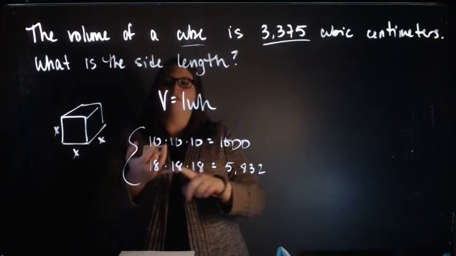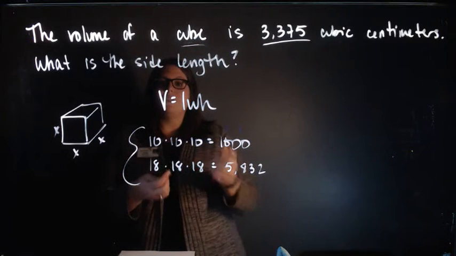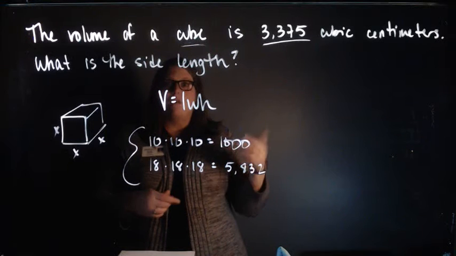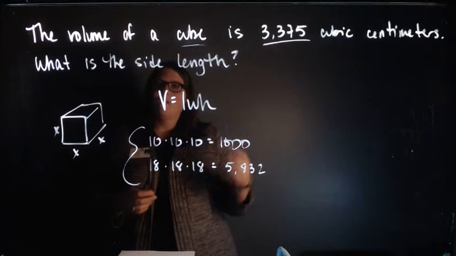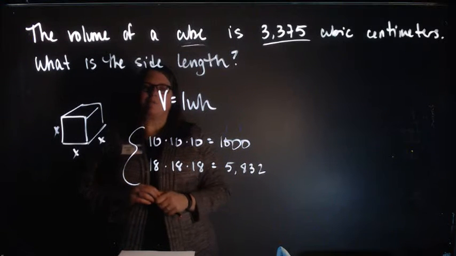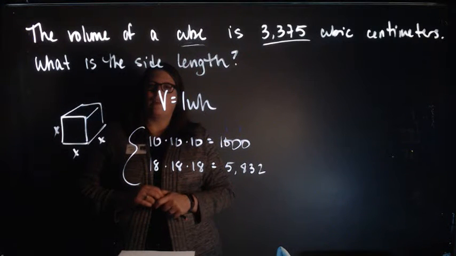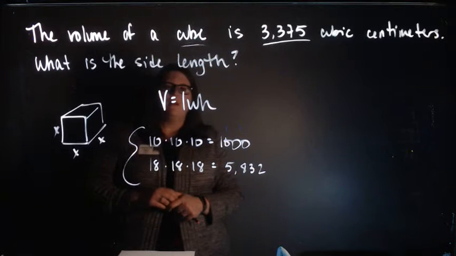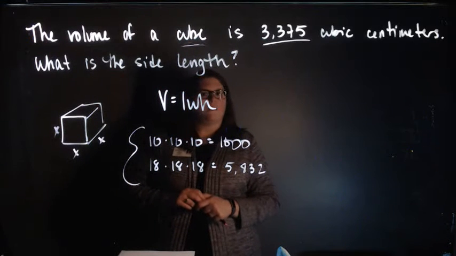So I could try 11, 12, 13, 14, 15, 16, 17 while the clock is ticking on that GED test, right? So while there's definitely value in trial and error, we can do this a little more wisely, okay?